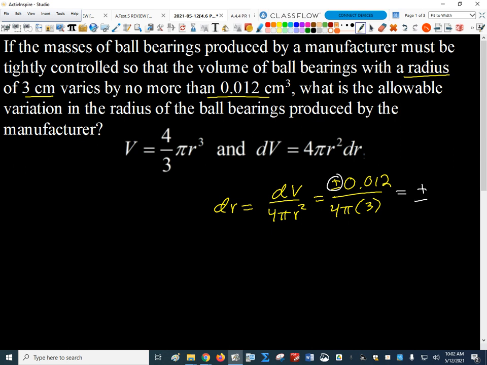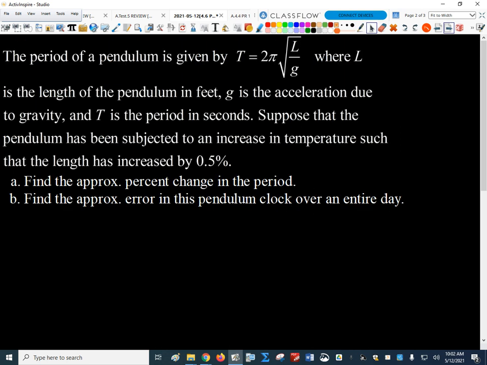We get 12 on the bottom and 0.012 on the top. So that's going to give us 0.001 over pi, essentially, whatever that number is. We could round it, but we don't even need to. Just plug it in the calculator and round it to however many decimal places we can, and that's our answer. Okay? Give me thumbs. Okay, all right, take another one.